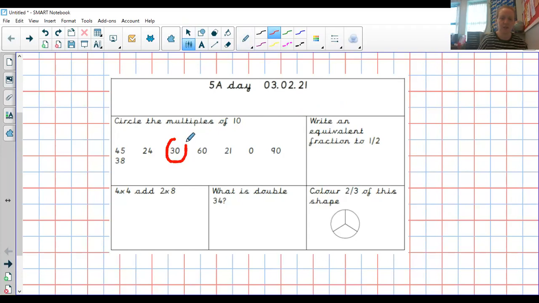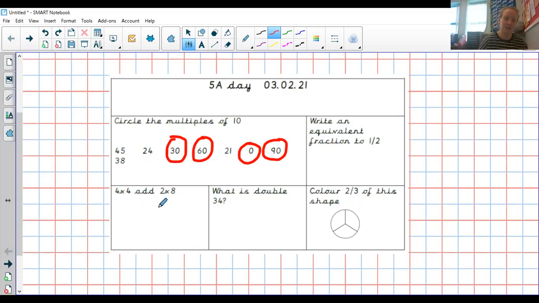So you should have circled 30, you should have circled 60, you should have circled 90, and you also should have circled 0 because 0 is at the start of all of our times tables. So circling all of those multiples of 10 there. These numbers obviously are not in the 10 times table. We can tell that because they don't end in a 0. So there you go. That's all of those.